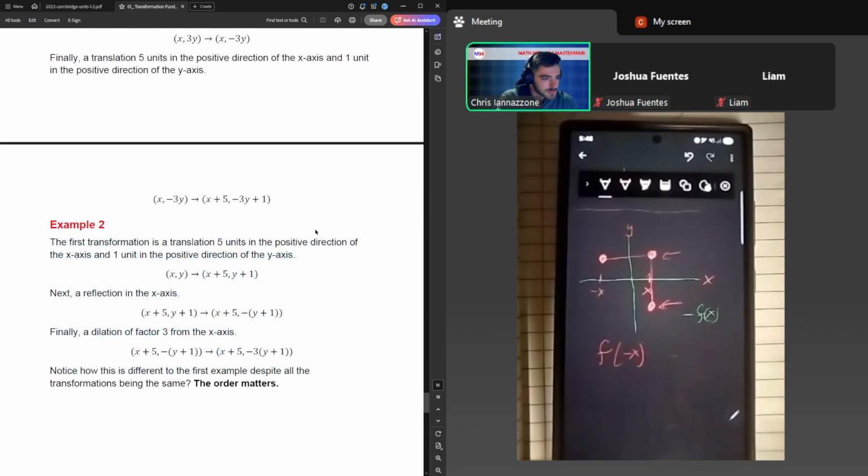In the second example, this only really exists to highlight that the order ends up mattering. So let's pretend you did the translations first. That would mean you have a plus 5 and a plus 1 right off the get-go.